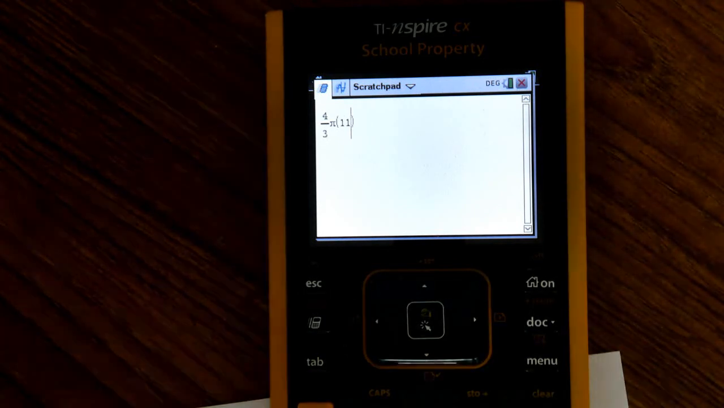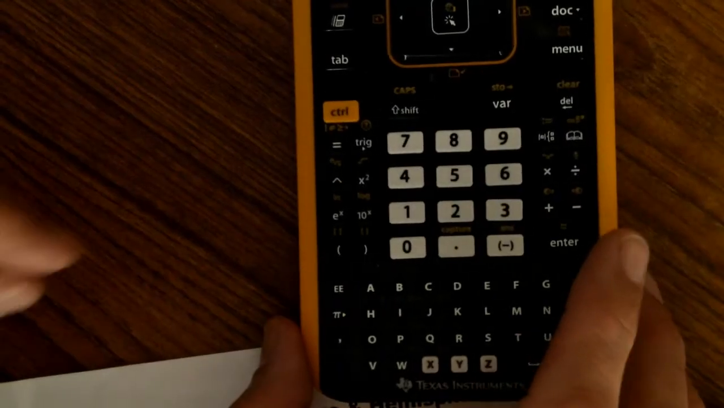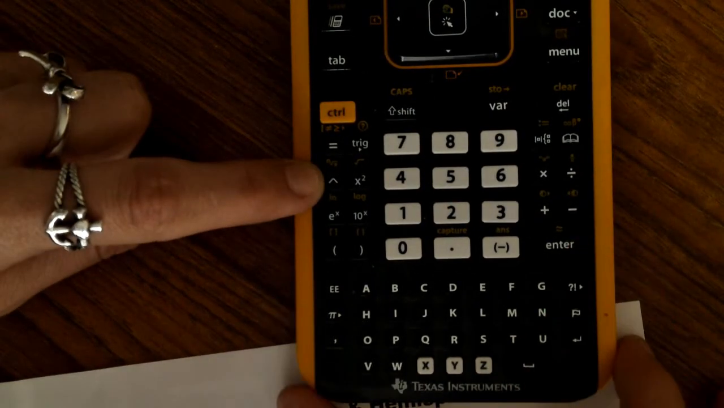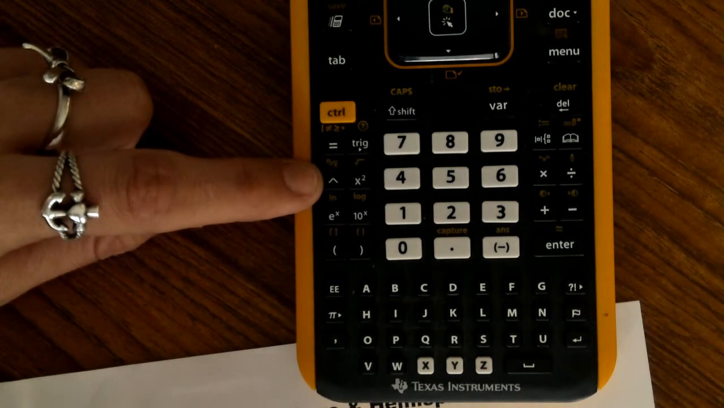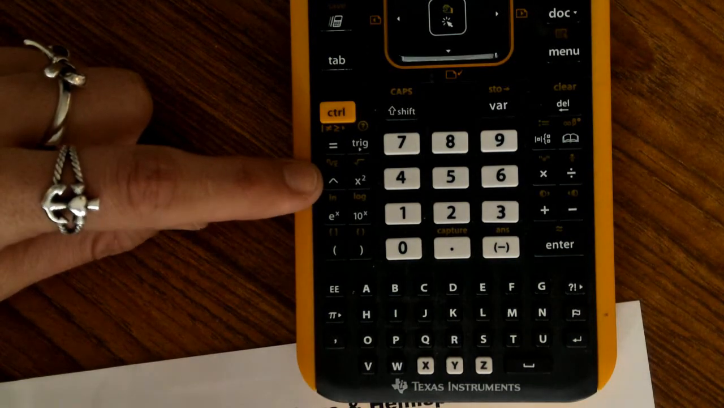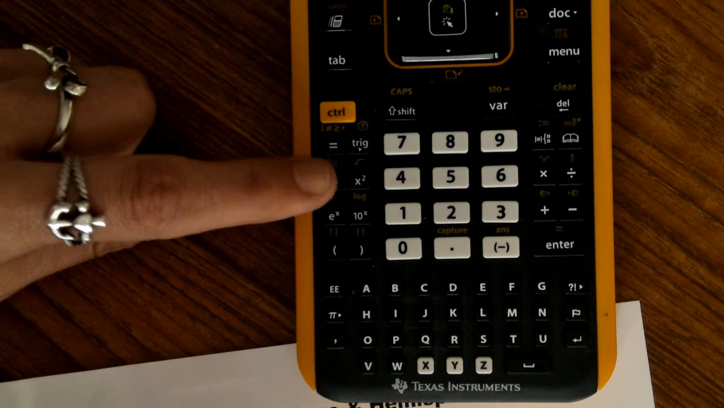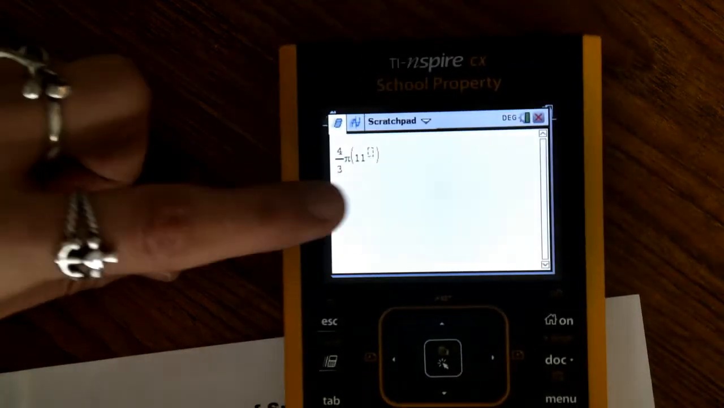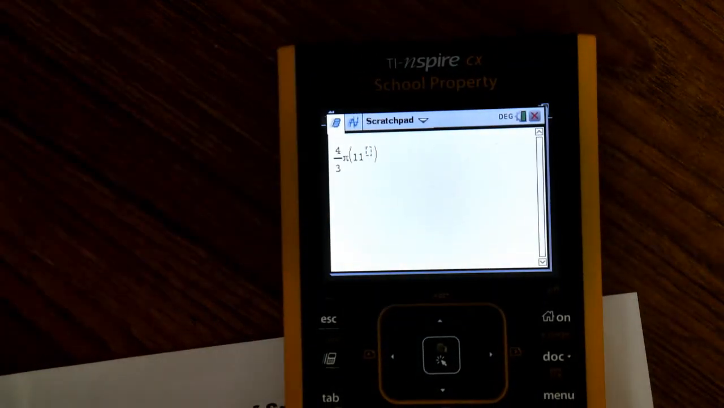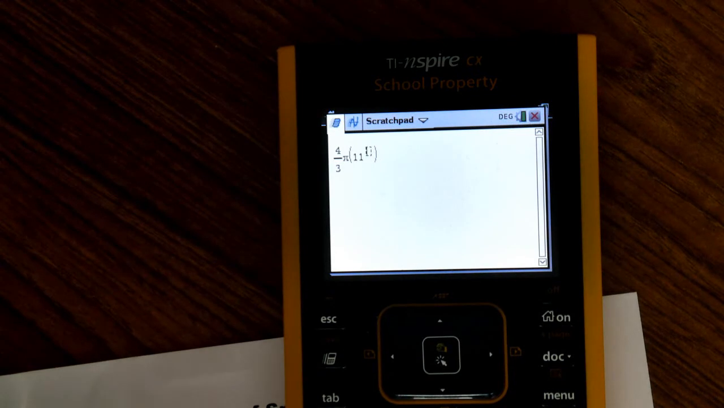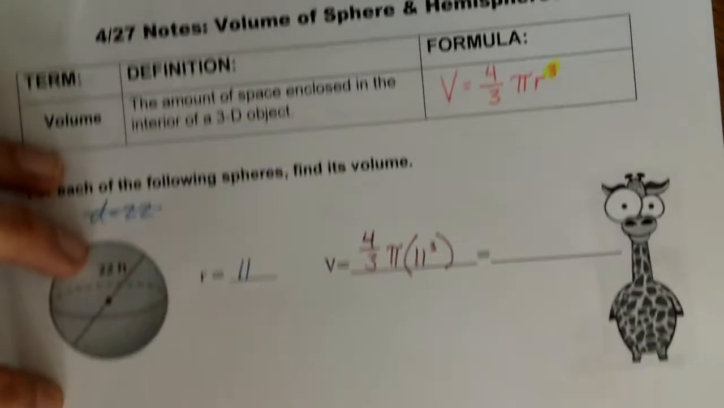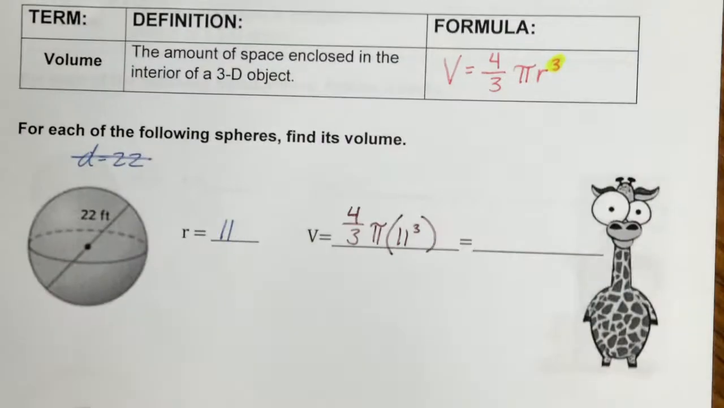Now we want to do 11 cubed, so to the third power. To get to the third power, there's not just one specific button. What we're going to do is press this little arrow up button. In English, you learn it's a caret. We're going to press this little button right here, and we're going to see that it's going to go up to this exponent. So we get to put whatever exponent we want in there using that button, but we want the 3, so we're going to press 3. So 4/3 pi 11 cubed is exactly what we have right here.